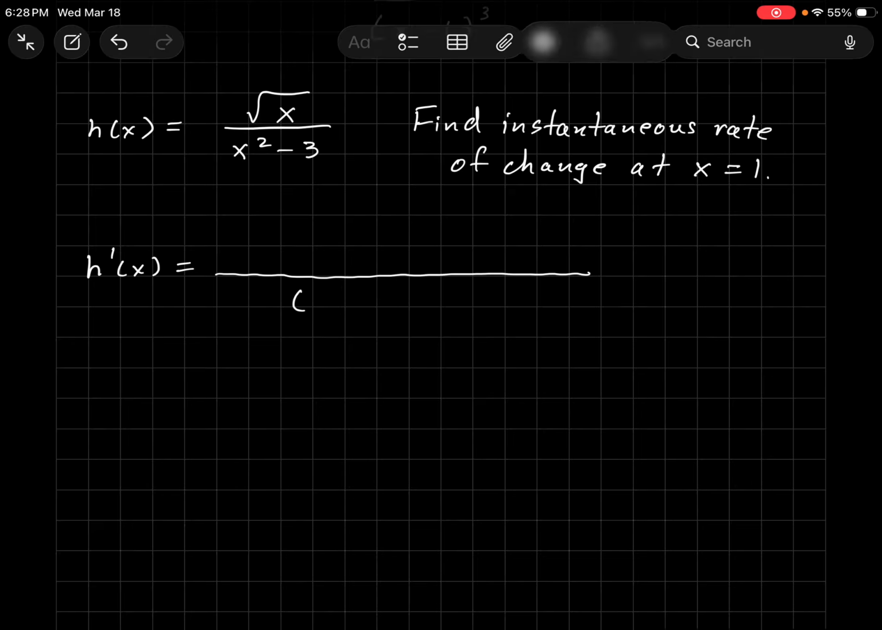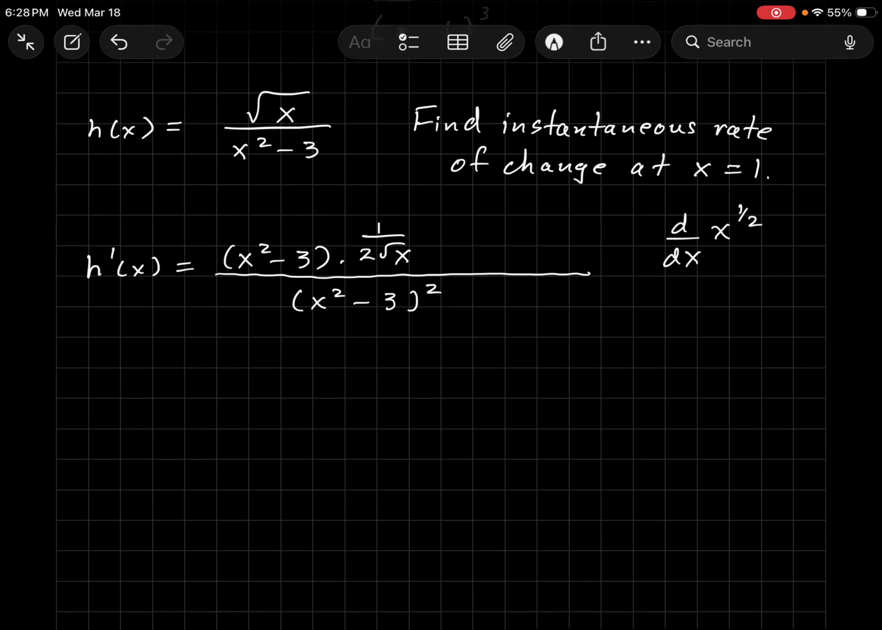Get it set up, and we will square the bottom. Then we'll bring that original bottom up, leave it alone, times the derivative of the top part, which is 1 over 2 root x. Just a reminder that the derivative of the square root of x is the derivative of x to the 1/2, which gives us 1/2 x to the negative 1/2. But I've done it so many times that I just write it like that.